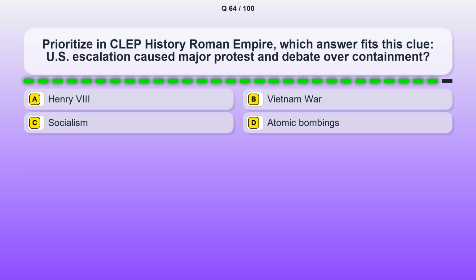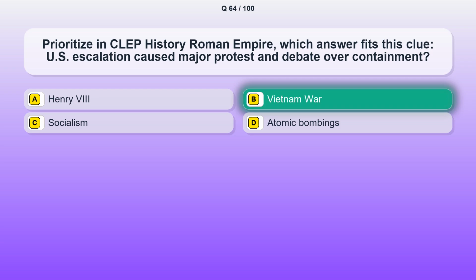Question 64. Prioritize in CLEP History Roman Empire. Which answer fits this clue? U.S. escalation caused major protest and debate over containment. Option A. Henry VIII. Option B. Vietnam War. Option C. Socialism. Option D. Atomic bombings.